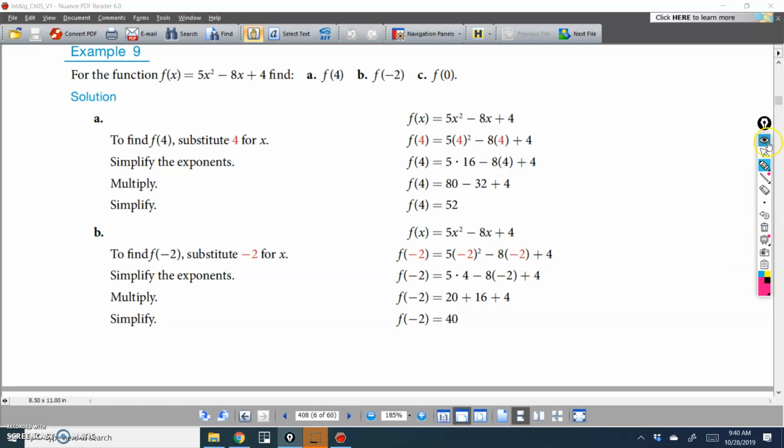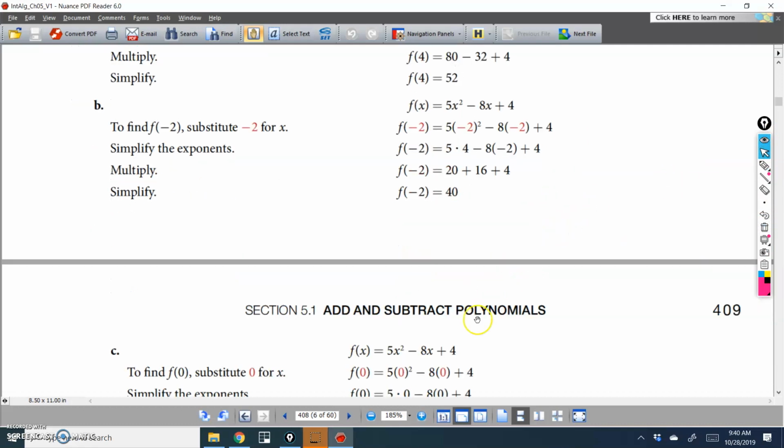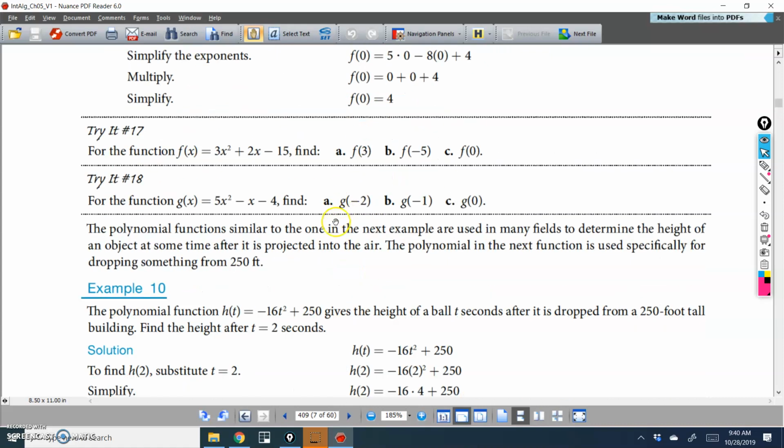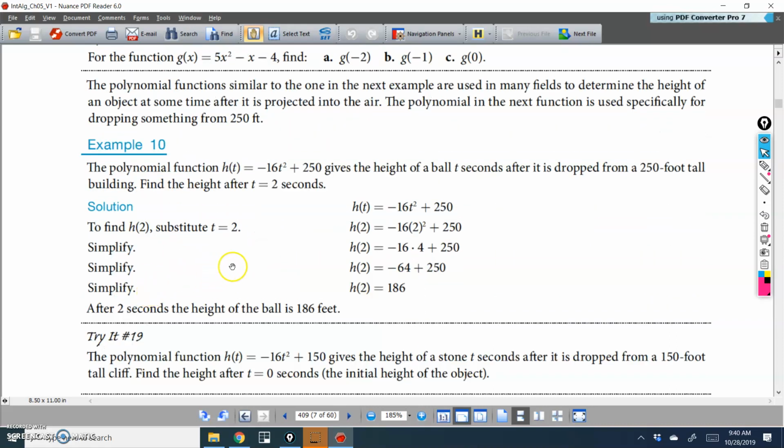Okay, so just a quick review on evaluating, because we've done this before and I feel like sometimes we do this to death. So, find f of 0, plug in 0 everywhere you see an x. In this case, everything gets to go away except for the 4, so f of 0 in this case would be 4, also known as intercepts. So, that's basically it. Same thing for example 10. Find h of 2, substitute 2 in everywhere you see a t for this particular polynomial, and then you would find the height after 2 seconds. That's it. That's all we're doing, just more evaluating.